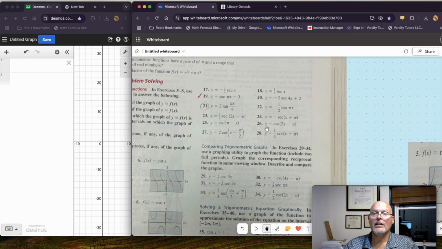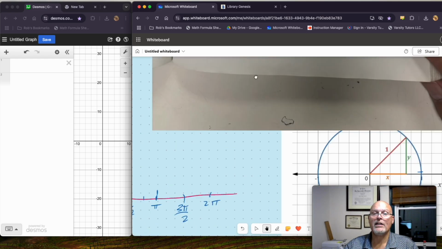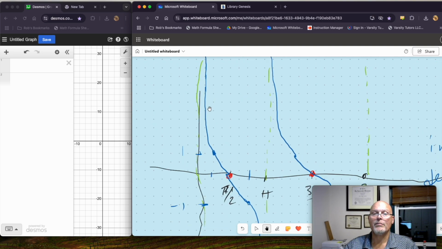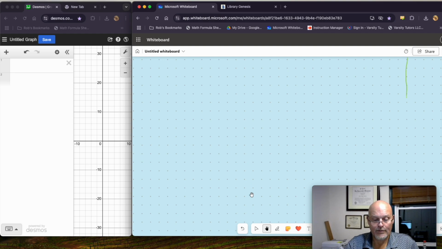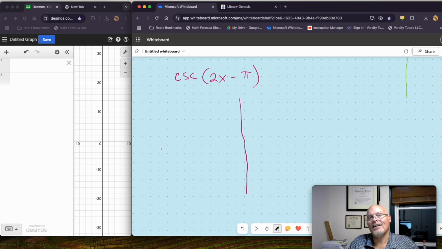So if I take a look at, how about number 26? y equals cosecant of 2x minus pi. Where's an open spot? There we go. So what we're going to do is we're going to do the cosecant of 2x minus pi. All right, so this is a little more difficult. So let's focus on what the sine is going to do at 2x minus pi.